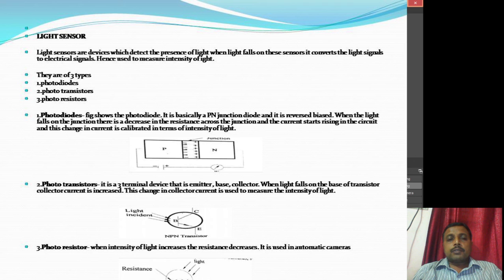Coming to the third one, photoresistors. As you can see in the sketch, there is a resistance wire. A light is incident on it. When the intensity of light increases, the resistance will tend to decrease. Generally photoresistors are used in automatic cameras. So as the intensity of light increases, there is a decrease in resistance, as a result of which we get the image on the automatic cameras.